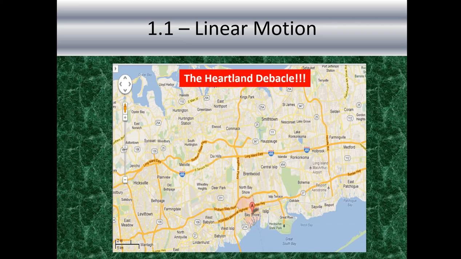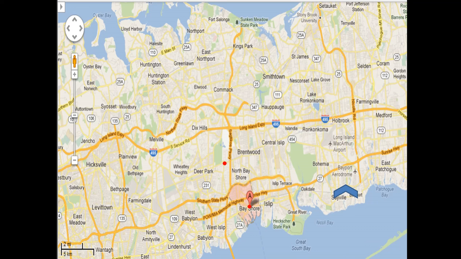Hey everyone, so in this video I want to talk about the beginnings of linear motion. In particular, I want to discuss how in physics we can measure how far someone has traveled and how there's a few different ways we can actually go about that. So first I want to actually give a little scenario.